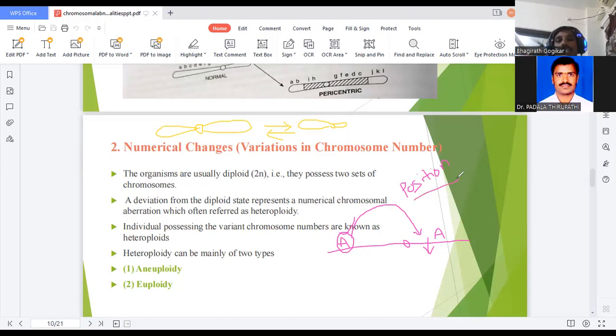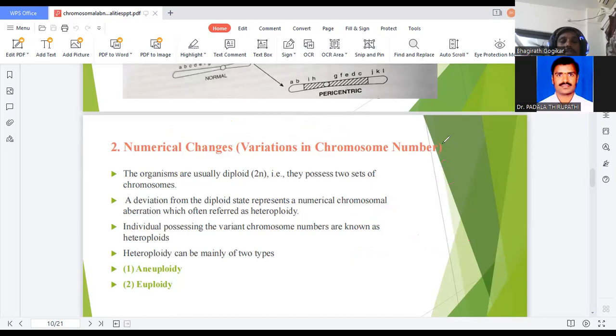Position effect is generally seen in translocation as well as inversion. Are you followed? Yes, sir. Okay.